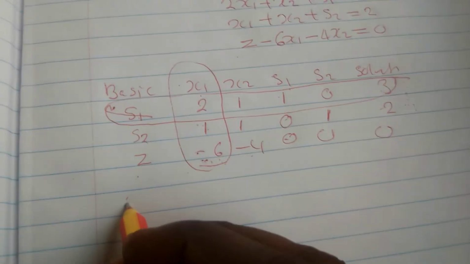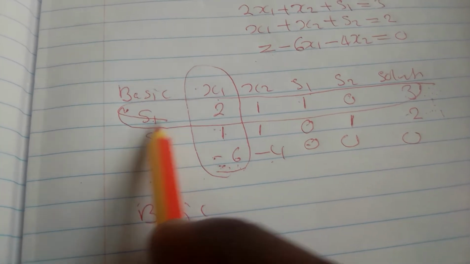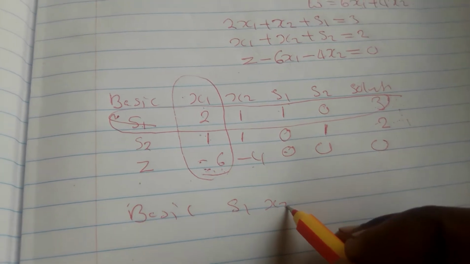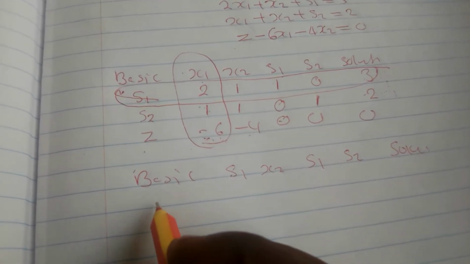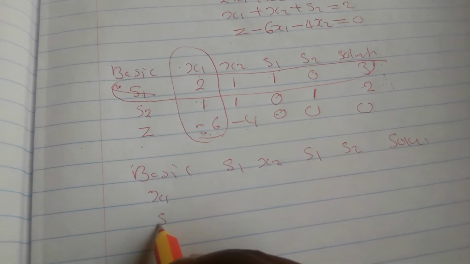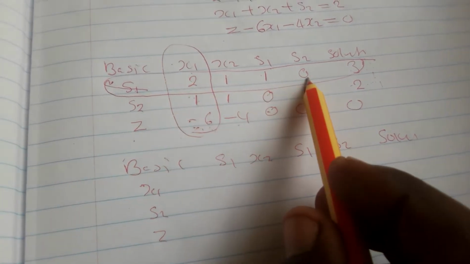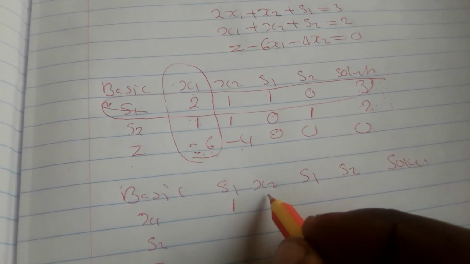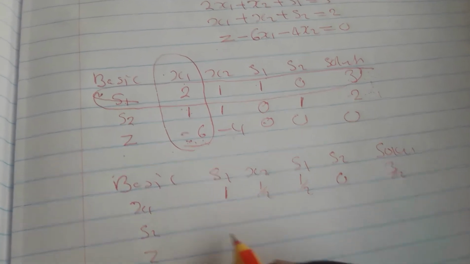Then we form another table. For basic, x1 will come in and alternate with s1. So the columns are x1, x2, s1, s2, then solution, and the rows are x1, s2, z. We divide this row by 2. So 2 divided by 2 is 1, 1 divided by 2 is a half, 0, and 3 over 2.